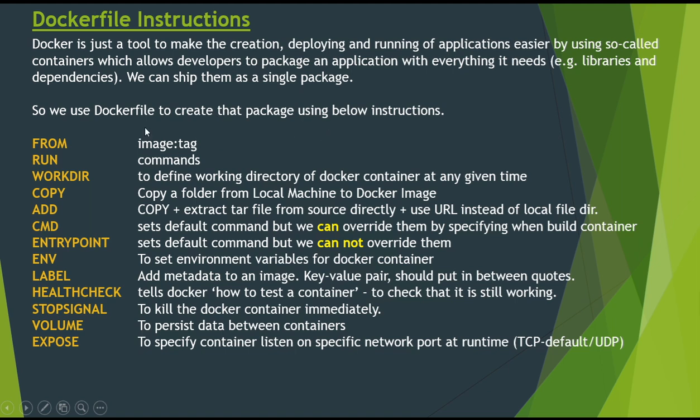Using the below instructions. These are the instructions which make up a Dockerfile. First is FROM, which is used at the very top, and specifies which image we are going to use with any specified tag, or we use FROM scratch when building our own Dockerfile. Then we have the RUN instruction, where we pass commands which should run within that container.